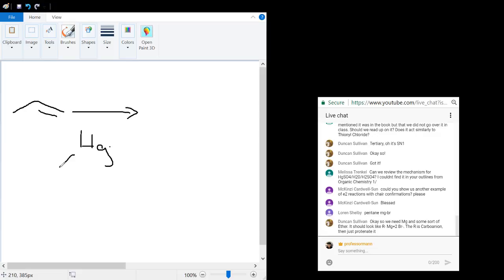Mercury. In some cases, you'll see examples using mercury sulfate. I think in your book, though, the only one that they do is mercury acetate. Okay, so that's generally shown as that.